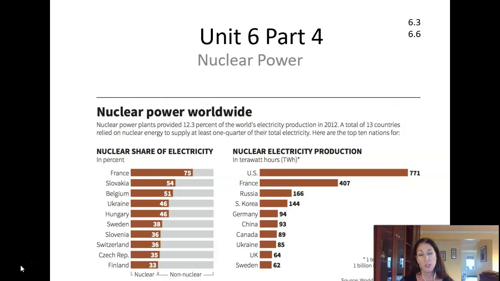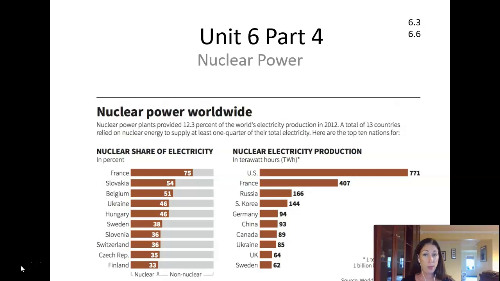Today we're taking a look at Unit 6, Part 4, Nuclear Power, which is our final form of non-renewable energy. I do like to keep this separate from fossil fuels though, because this is a very different type of non-renewable. It doesn't come from the decomposition of plant or algae material; this comes from a mineral from our crust.